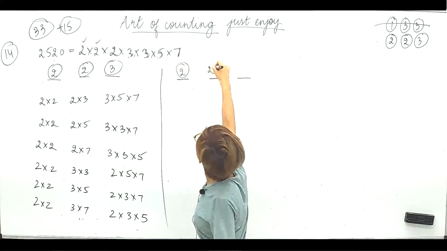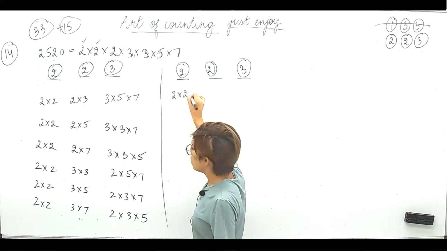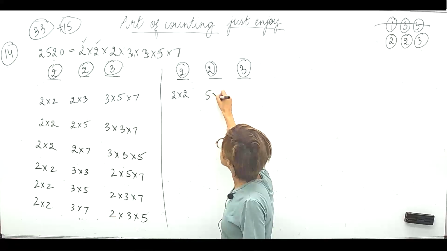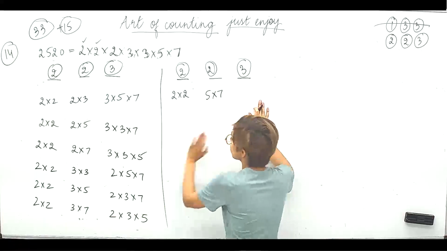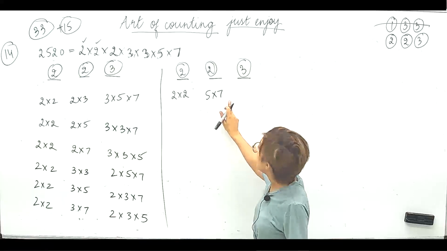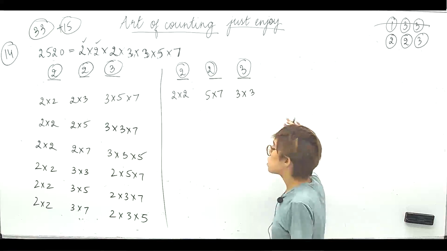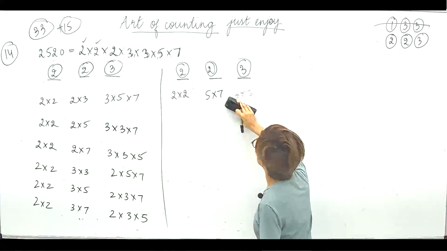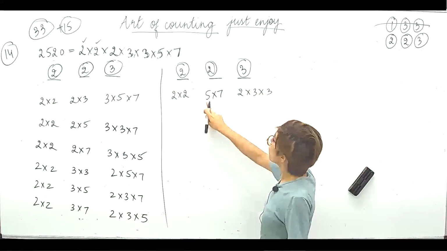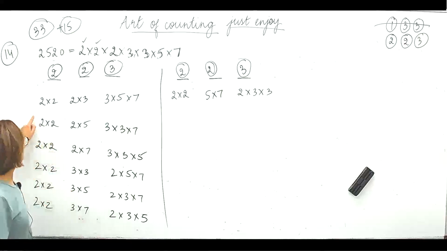So 2 again, 2 again, 3 again. Right? So 2 into 2. So this is what? Now the 3 ones were done, so 5 into 7. I'll start from there because I have already taken 5 into 3. You know the drill. So 5 into 7 and I'll be left with what? 3 into 3. I should say 2 into 3 into 3. Right? 2 into 3 into 3. So 5 ones are exhausted, and there's no need to write the 7 ones. Perfect. Right, so 2 into 2 ones are done.